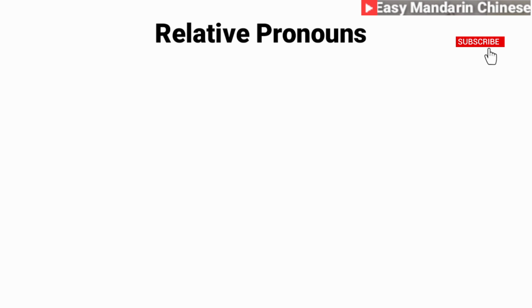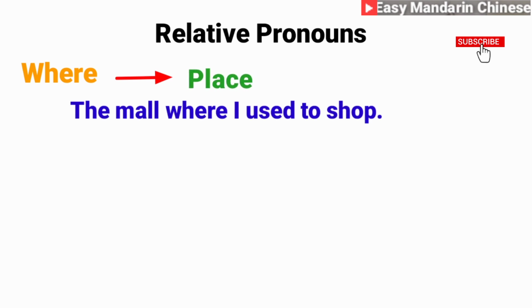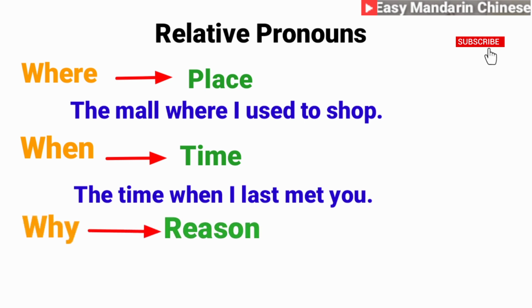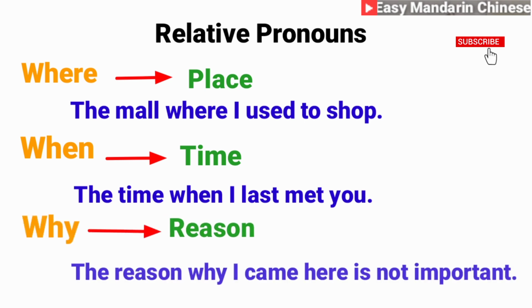Relative adverbs are used like relative pronouns. Where is used for a place. The mall where I used to shop. When is used for a time. The time when I last met you. Why is used for a reason. The reason why I came here is not important.